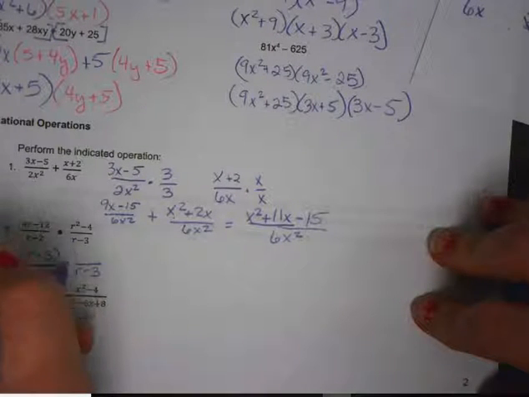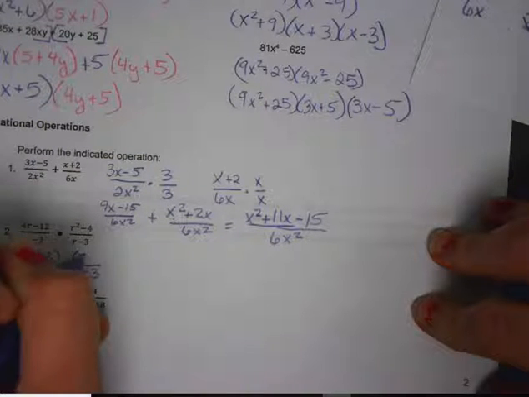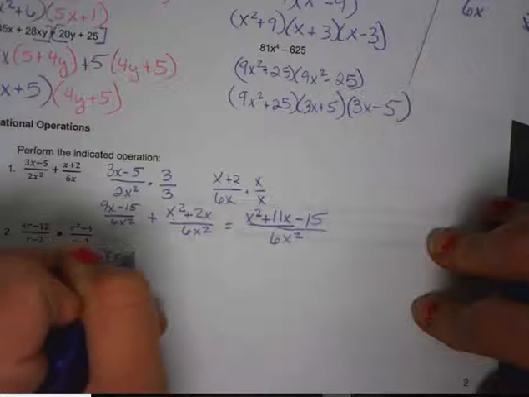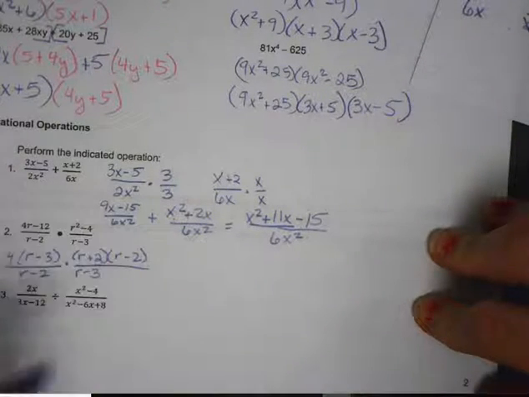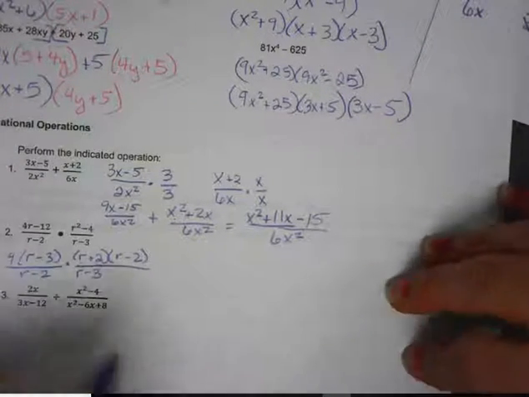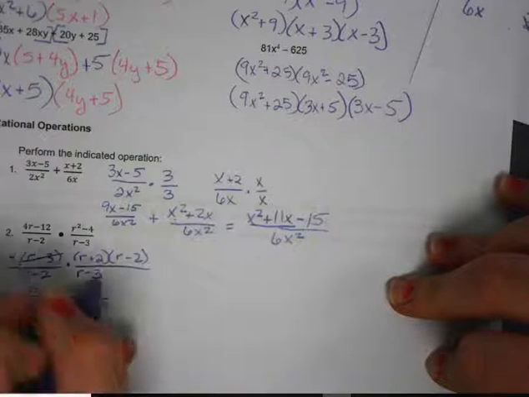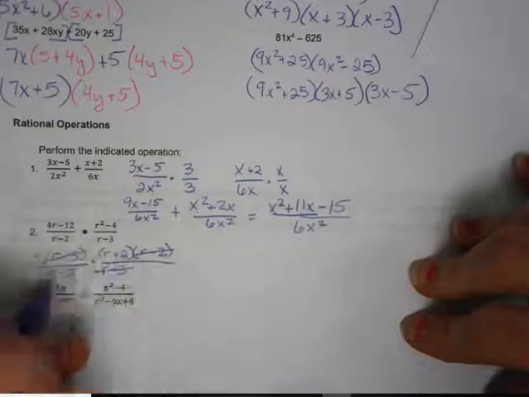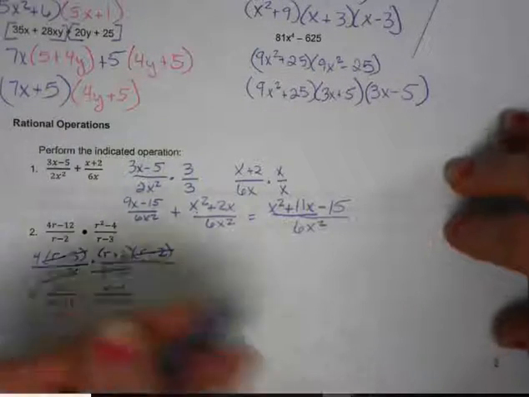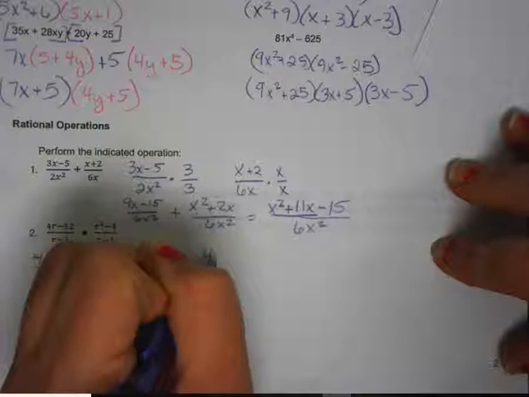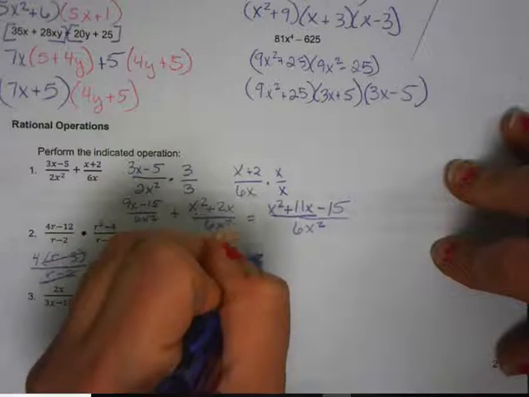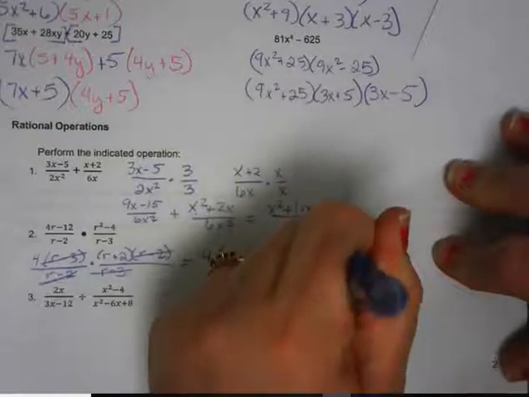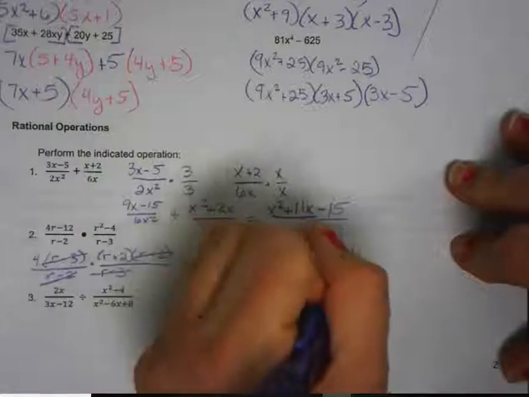r squared minus 4, again, that's a difference of squares. So square of the first plus the square of the second times square of the first minus square of the second. And then we're going to eliminate anything on the top that matches on the bottom. So the r minus 3 and the r minus 3 cancel each other out, and the r minus 2 and the r minus 2 cancel each other out. So I'm left with 4 times r plus 2, or 4r plus 8.